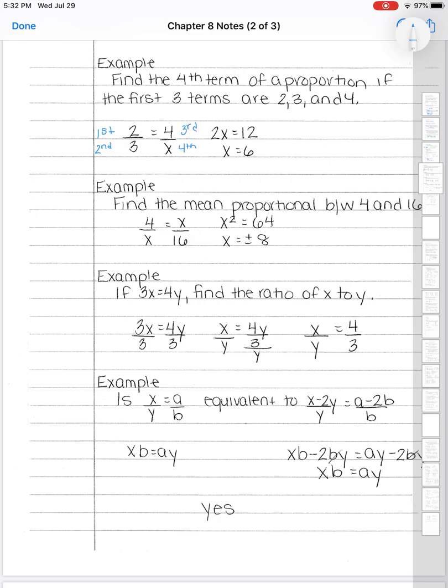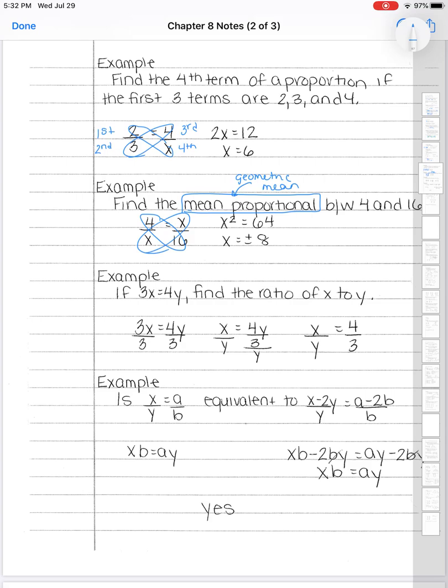All right, so let's continue with some of these. So it says if 3 over x equals 7 over 14, solve for x. So cross multiply. You get 42 equals 7x, and that means x is equal to 6. Final answer. Next one says find the 4th term of a proportion if the first 3 terms are 2, 3, and 4. So remember, this is your first term, this is your second term, this is your third term. So if this is your 4th term, that's where the x needs to go. And then it just becomes cross multiplication, 2x equals 12, which means x is 6.